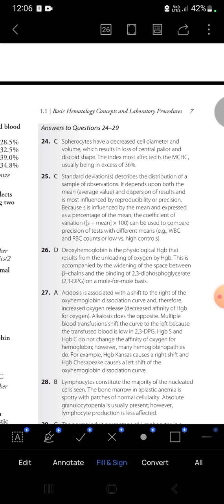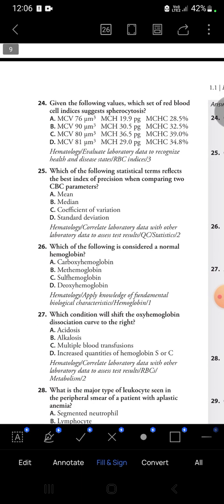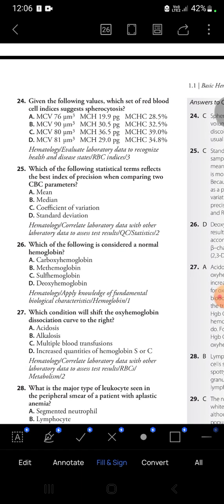Spherocytosis has a decreased cell diameter and increased thickness, which results in loss of the central pallor and discoid shape. The index most affected is the MCHC, usually being in excess of 36%. Which of the following statistical terms reflects the best index of precision when comparing two CBC parameters? The answer is coefficient of variation, because it reflects the best index of precision when comparing complete blood count parameters.